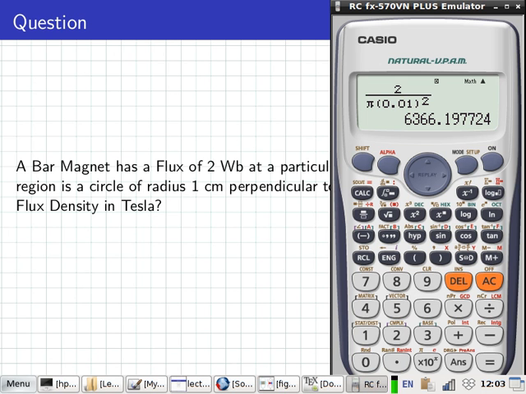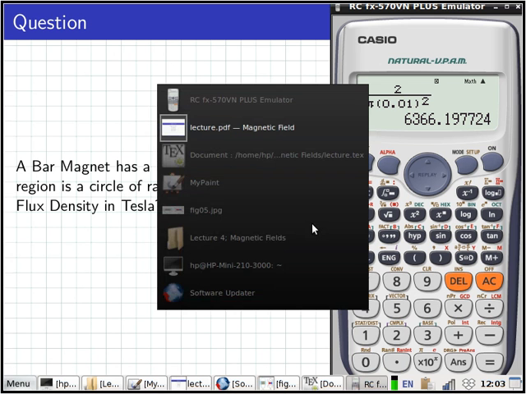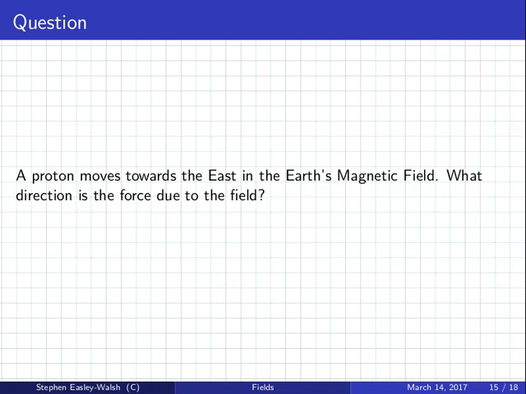Did you get that? Okay, next example now. Let's see what's next. A proton moves towards the east in the Earth's magnetic field. What direction is the force due to the field? Okay, so this is using your left hand. I'll let you think about it.